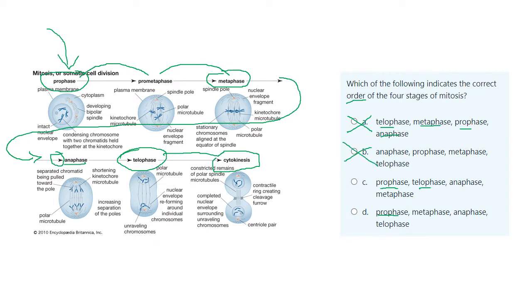For C, the next one is telophase, and for D, the next one is metaphase. Well, we have the prometaphase in this diagram, but that's not in either of the lists. The lists are in a more simplified form. So after prophase, if we ignore the prometaphase, we go to metaphase. So metaphase is D. Then we have the anaphase, which again is in D, and the telophase, which again is in D. So this means that D is the correct answer.